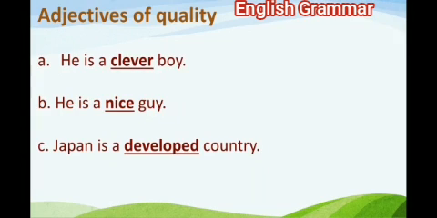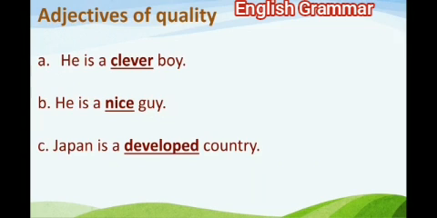Okay, so he is a clever boy. Clever is the adjective in this sentence, telling us the quality of the boy. He is a nice guy. Nice is the adjective of quality, telling us the quality of the person we are talking about. Japan is a developed country. It tells us that the country has gone quite ahead. So developed here is an adjective of quality, telling us how good Japan as a country is.